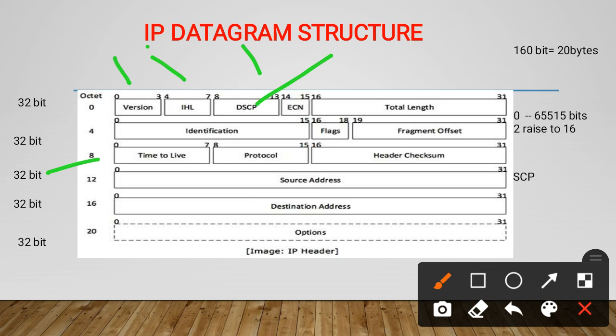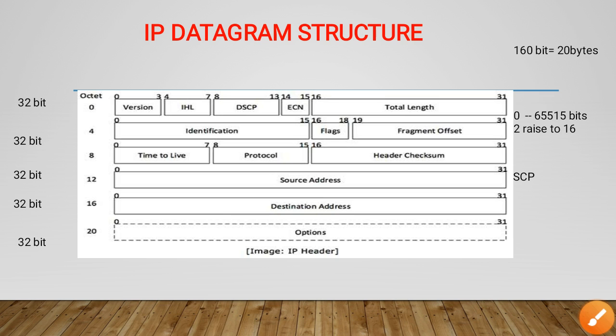Then the next 8 bits, 8 to 15, are the protocol, which tells which type of protocol we are using in this structure when the data is transferred from transmitter to receiver. Then 16 to 31 is the header checksum. The header checksum gives us error detection in the data forwarding. Then 32 bits are used for the sender address, 32 bits are also used for the destination address. After that 32 bits are for the optional one.